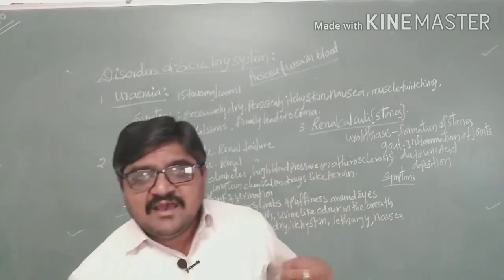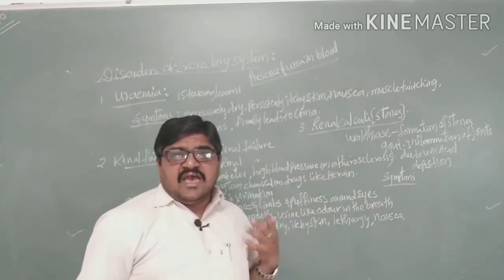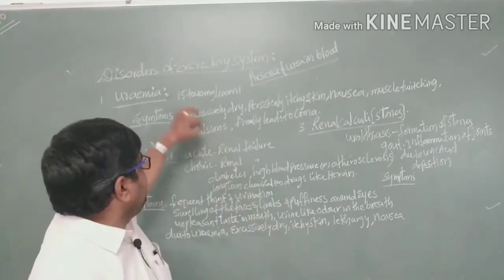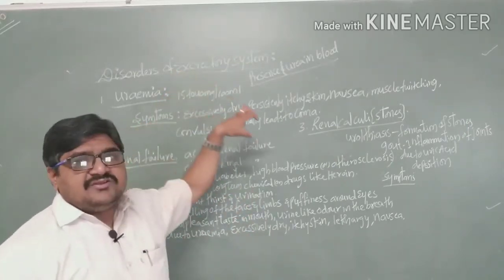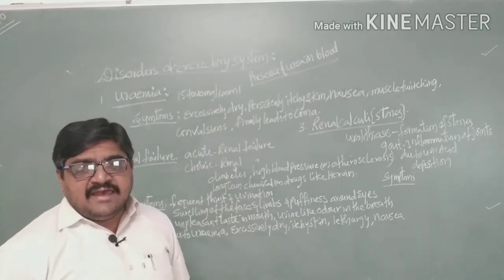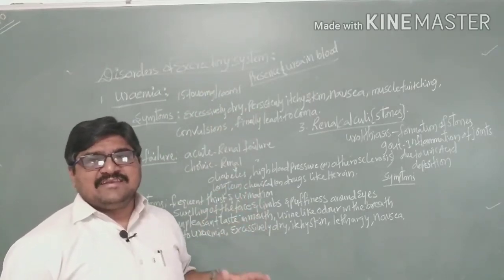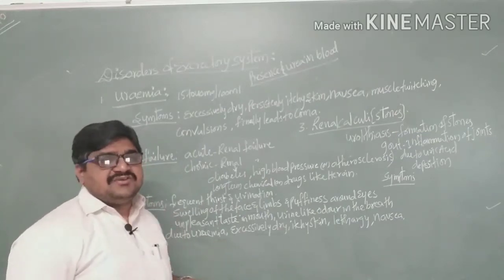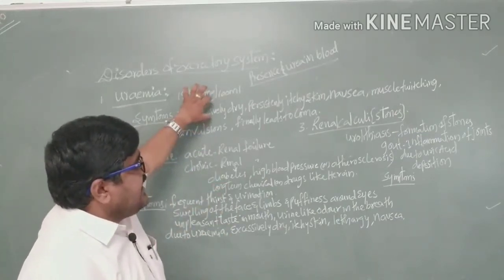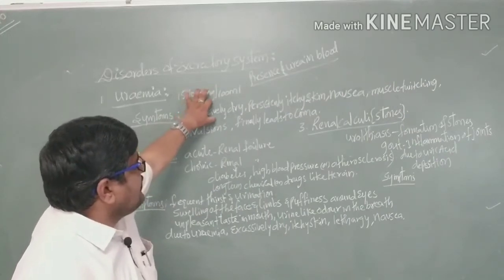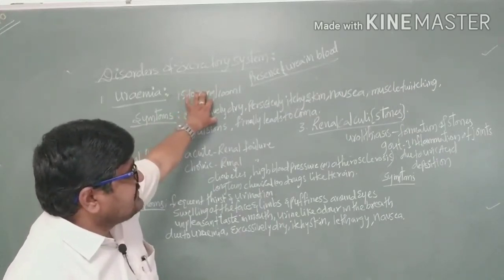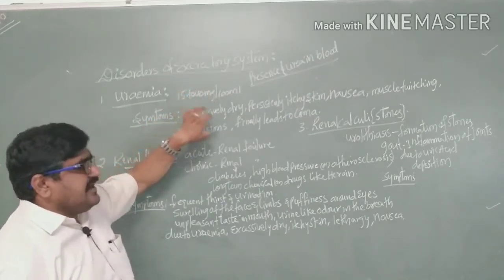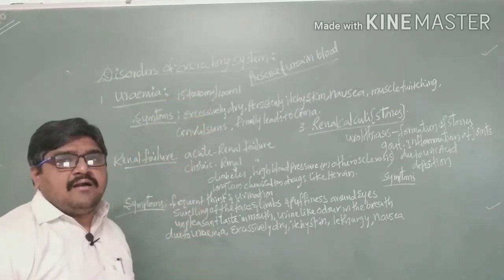If the amount is increased, it causes the uremia condition. It increases gradually in 100 ml of blood. Here it leads to uremia conditions, where the symptoms are excessive dryness, persistent itching of the skin, nausea, muscle twisting, convulsions, and finally coma.